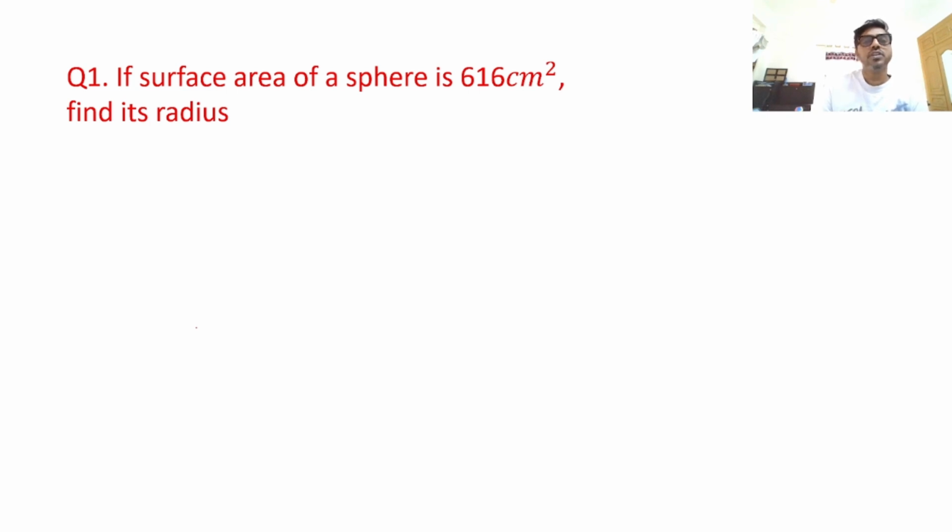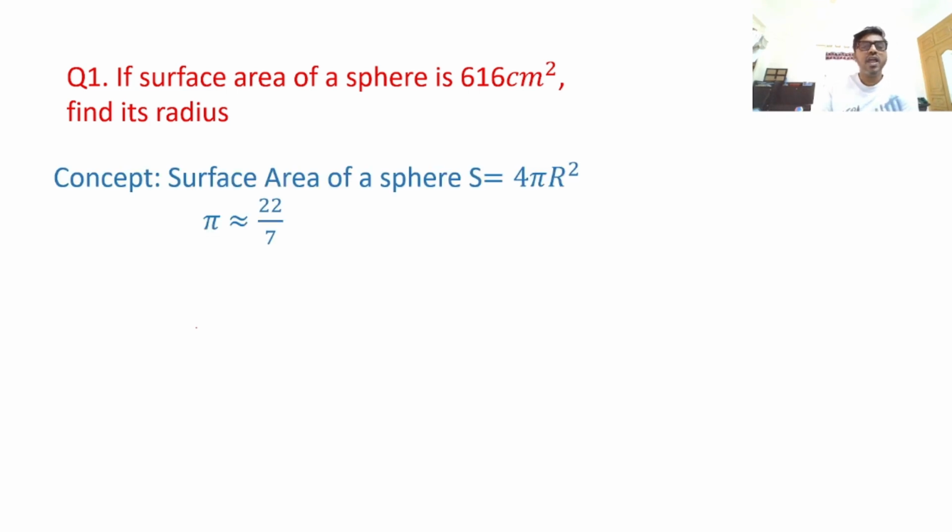So first let us look at the formula. I'll just use the word concept, because a concept may not always be a formula. It can be a formula sometimes, or it can be a logic. But in general, let us use the term concept. So the formula that I'm going to use here is directly S equal to 4 pi r squared. Surface area of a sphere is 4 pi r squared, where r is the radius of the sphere.